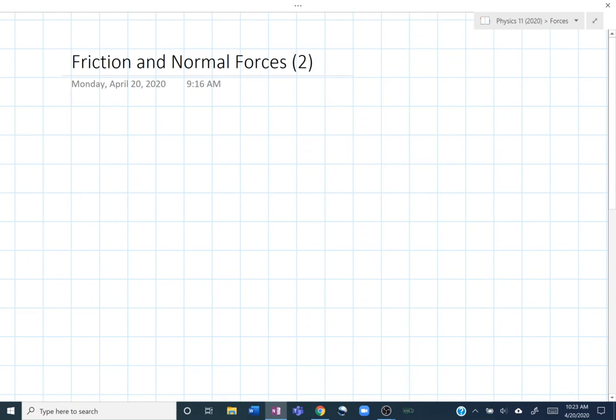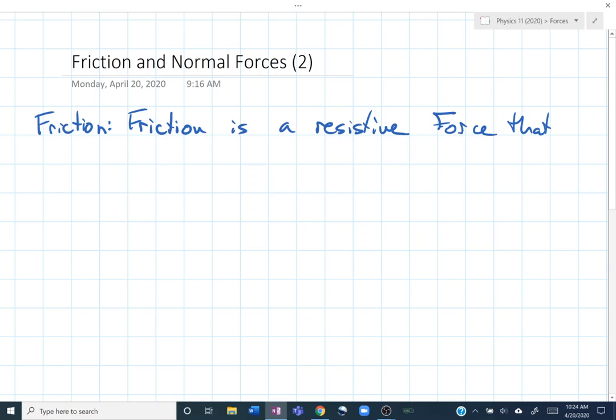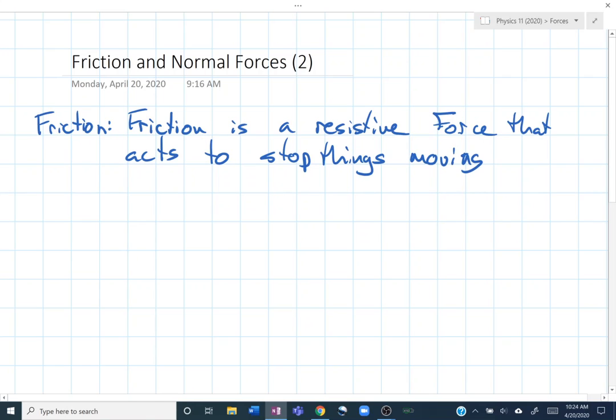I'm just going to change this so it's full page. So what we want to talk about next is friction. Friction is a resistive force that acts to stop things moving. And there are three kinds. Kind number one is static.